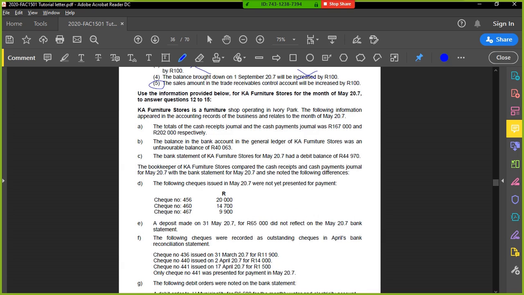Right, next. We've got the last question, 3 parts, 12 to 15. You've got KA Furniture Stores. It's a furniture shop operating in Ivory Park. The following information appeared in the accounting records. A. Totals in the cash receipts, cash payments. B. Balance in the bank account. Okay, this looks like a bank recon. When I see bank, it's a giveaway that they're talking about bank recon.